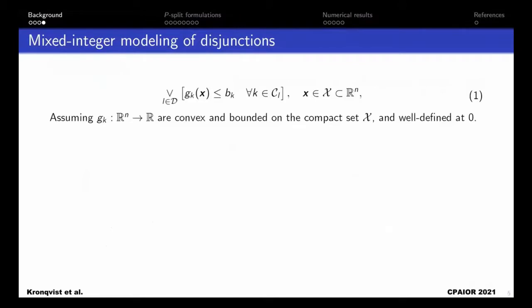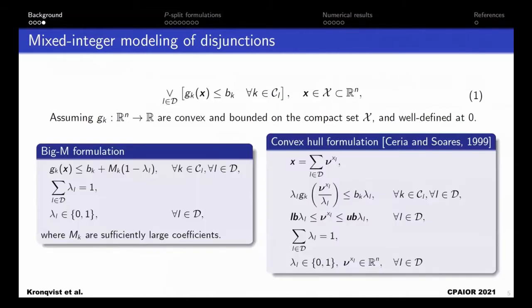Now, let's look at how we can model disjunctions as mixed integer problems. Assuming that the functions are convex and bounded on the compact set X, and that they are all well defined at the point 0, then we have two well-known alternatives. First, we have the Big M approach, which I think you are all familiar with.